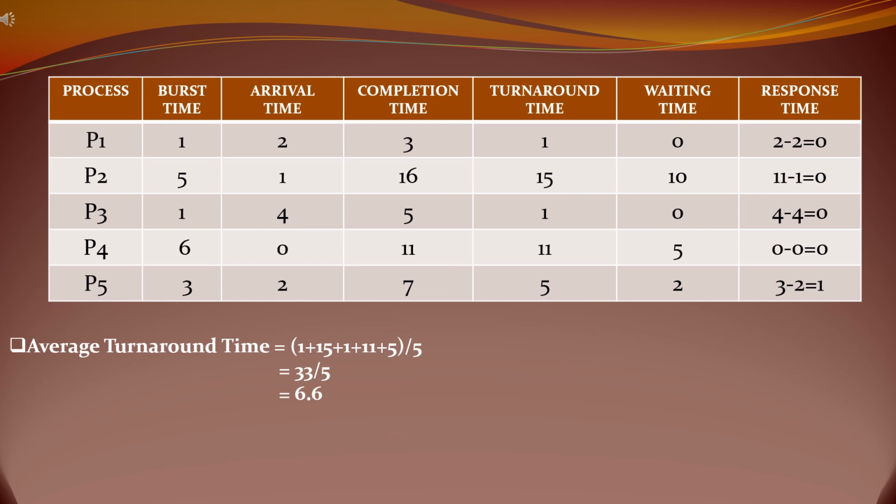So the average turnaround time will be 1 plus 15 plus 1 plus 11 plus 5, the whole divided by 5, equal to 33 by 5 equal to 6.6. So the average turnaround time will be 6.6 milliseconds. And the average waiting time will be 0 plus 10 plus 0 plus 5 plus 2, the whole divided by 5, equal to 17 divided by 5 equal to 3.4. So the average waiting time will be 3.4 milliseconds.